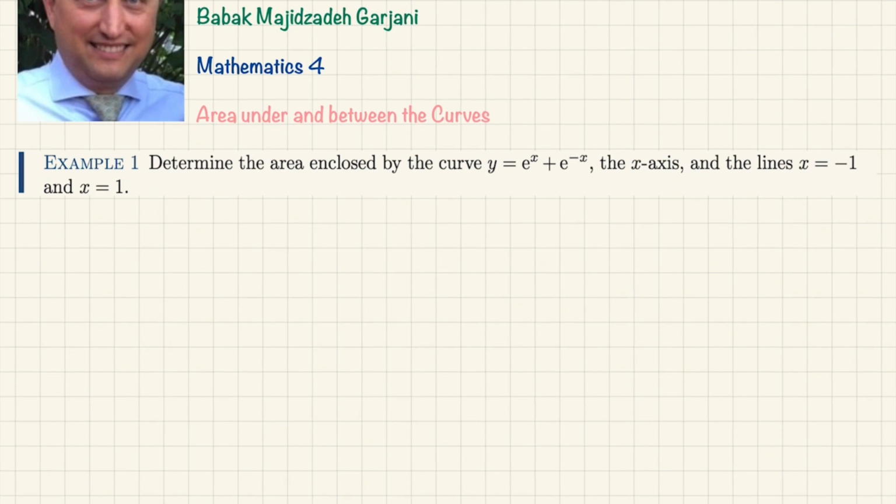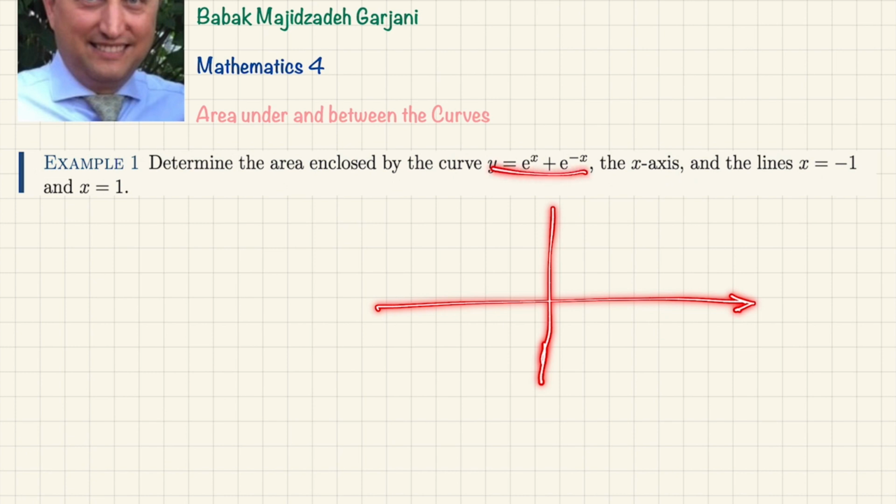Determine the area enclosed by the curve, the x-axis, and the lines x equals -1 and x equals 1. Because one of them is the x-axis, you will possibly have this scenario. You don't need to be very careful, but of course if you draw the graph it is much better. You have a better understanding.